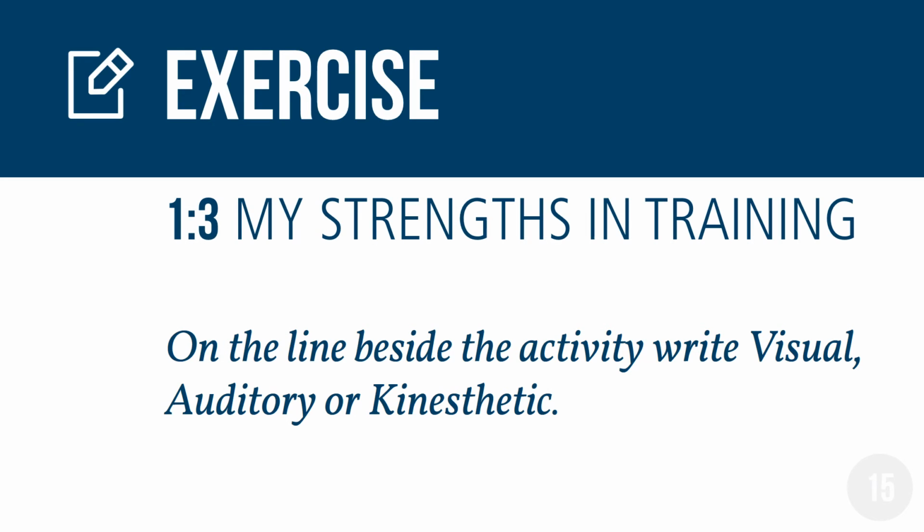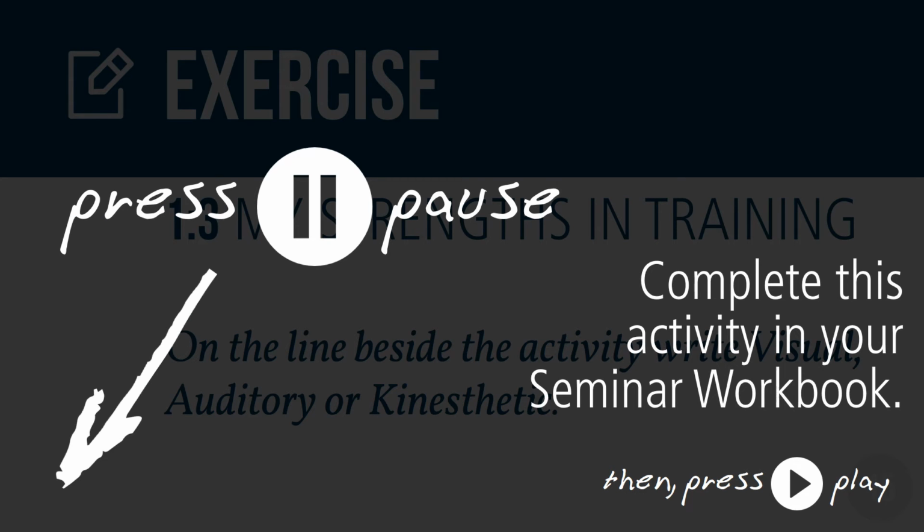Now let's complete exercise 1-3, My Strengths in Training. On the line beside the activity, write visual, auditory, or kinesthetic in your seminar workbook. Press pause now and complete this activity in your seminar workbook. When you are finished, press play to continue.